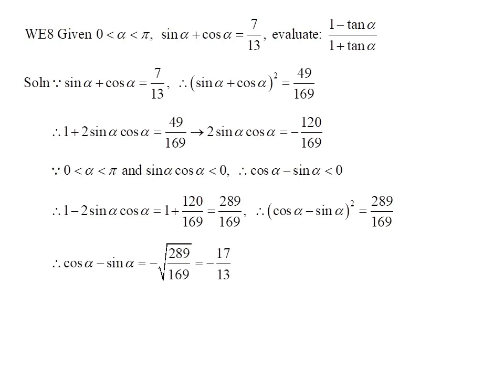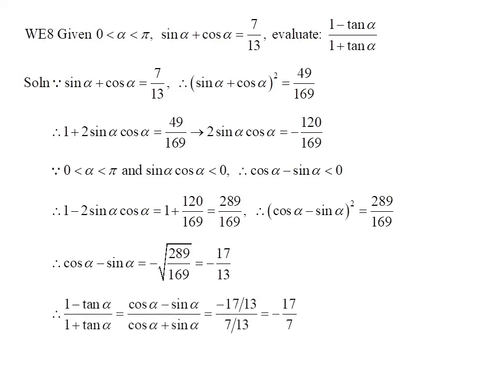So cosine alpha minus sine alpha equals negative 17 over 13, and thus the original expression equals (cosine alpha minus sine alpha) over (cosine alpha plus sine alpha), which equals negative 17 over 7.